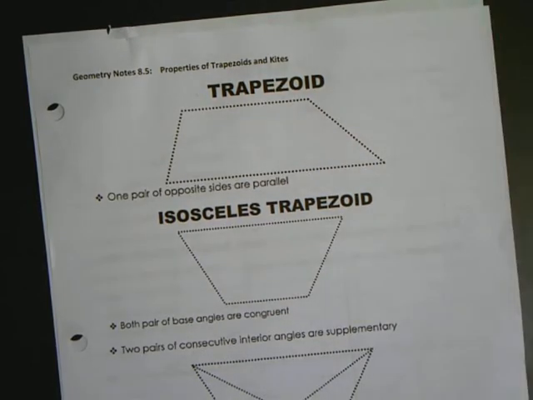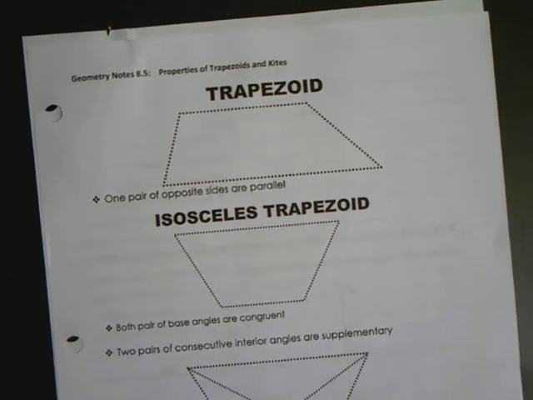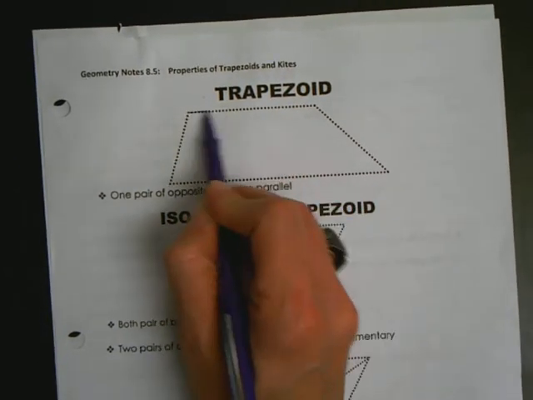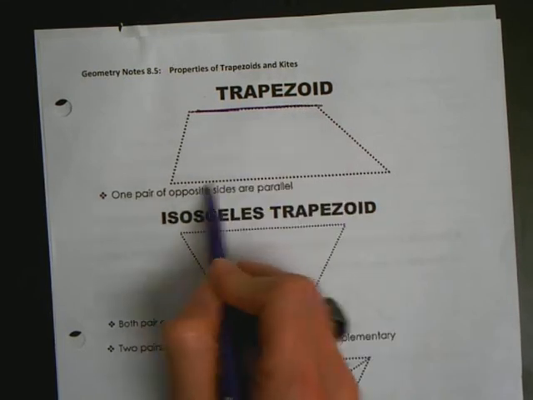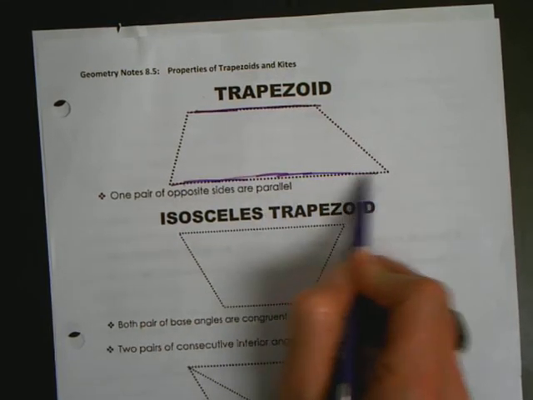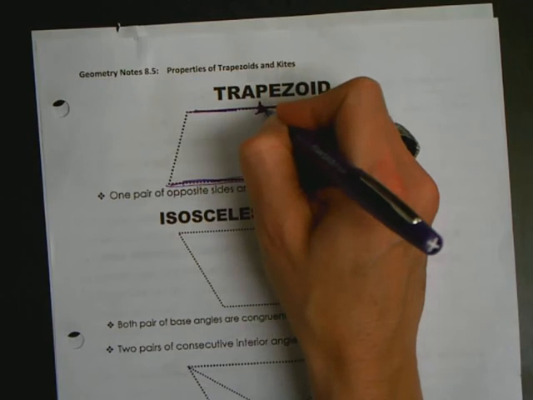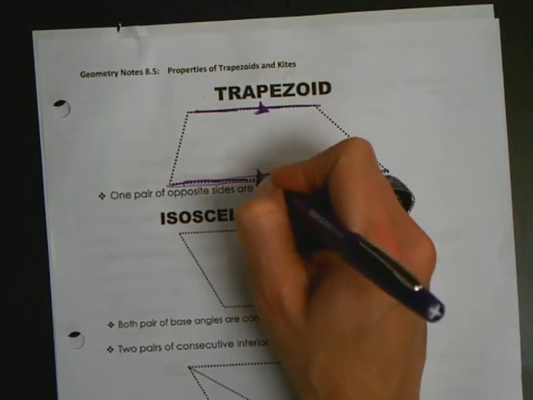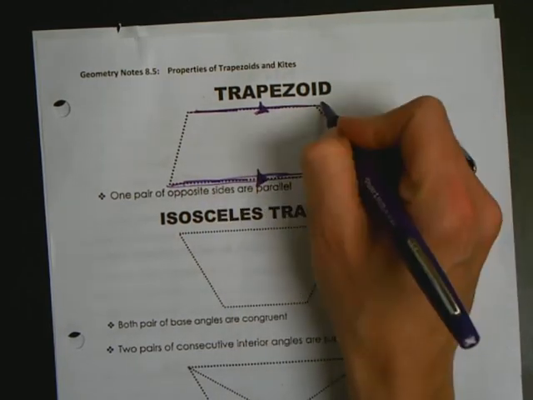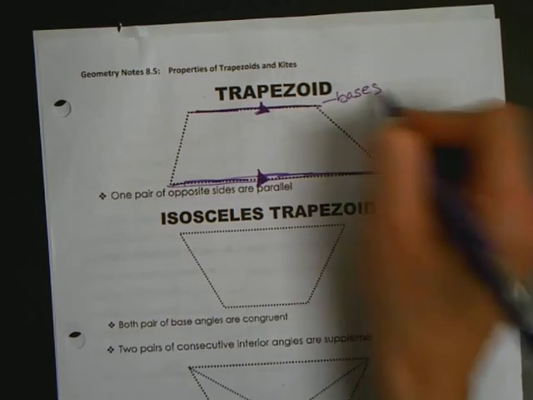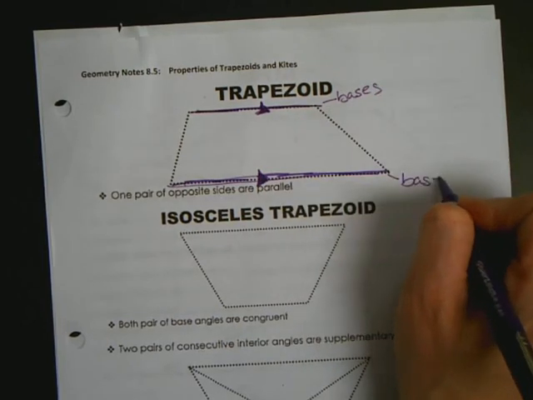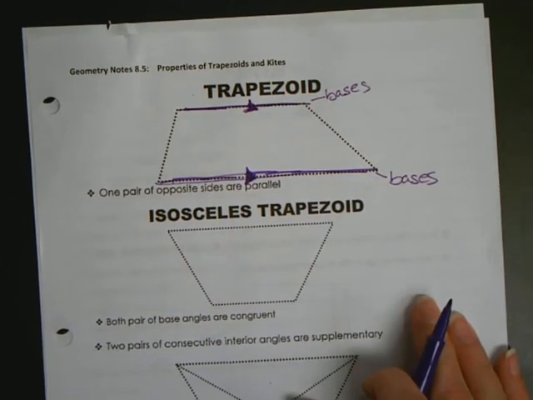A trapezoid has one pair of opposite sides that are parallel. So right here, and we call these sides our bases. Okay? So these are our parallel sides, and they are referred to as your bases.